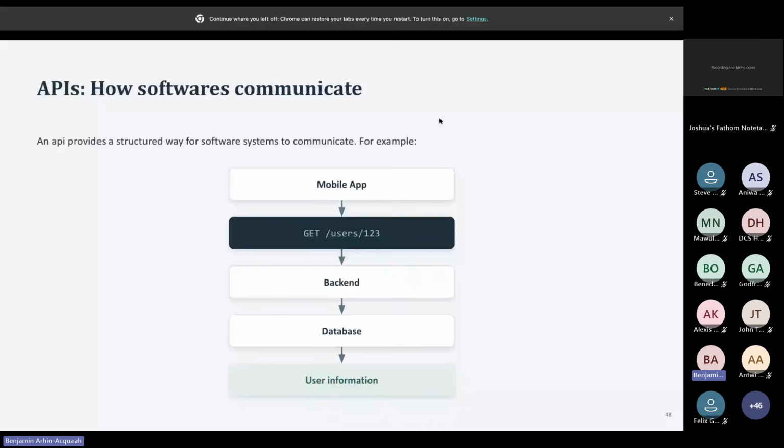So your mobile app will send a request through the API to the backend, and then the backend will receive the request. It knows which database to go to. It knows which information to read. It goes into the database, it takes that information, and then it returns that information to the user, right? So it takes the user's information and goes back to the mobile app and presents it to the user. So that's the flow or the journey a request goes through.